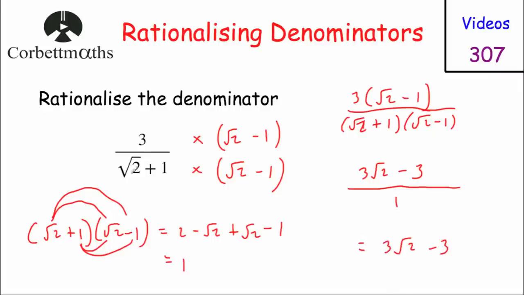So if you do get a fraction where you've got a surd and then a number, or a number then a surd, then what you do is you multiply both the numerator and the denominator by the conjugate. And what that means is the same expression, but if it has a plus sign, put a minus sign, or if this had a minus sign, put a plus sign.